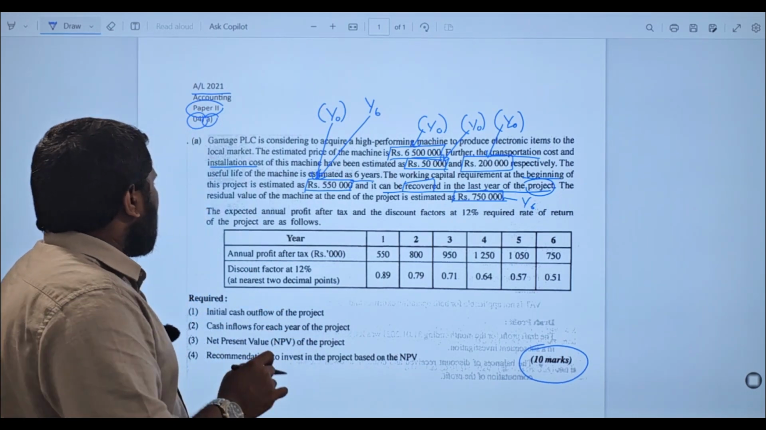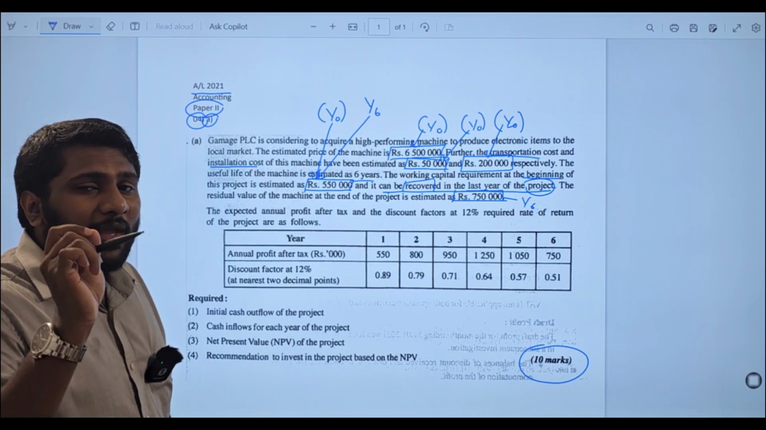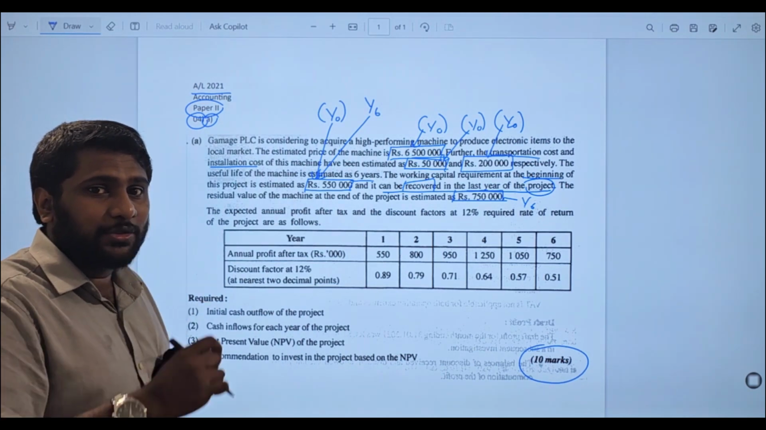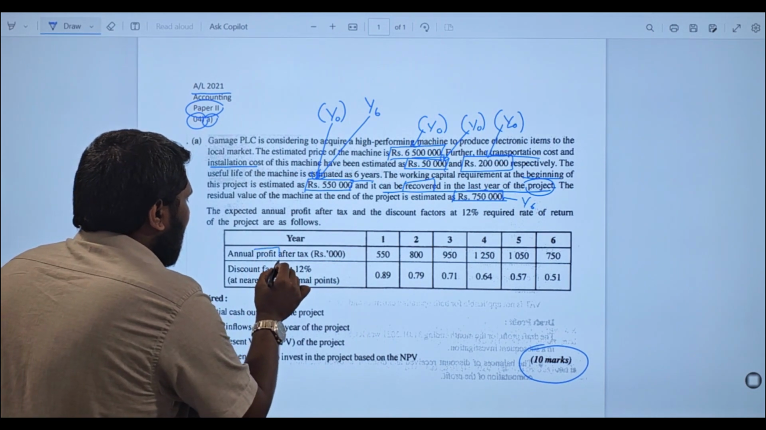Okay. The expected annual profits. This is one of the very important areas in this question. Here they have not given the cash flows.